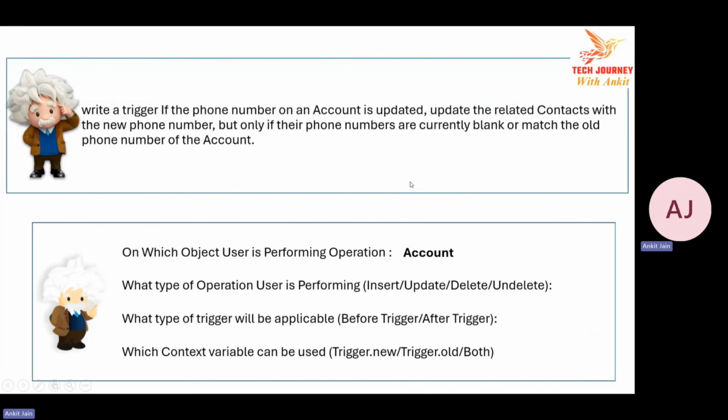Again, what type of operation will the user be performing? The problem statement clearly says that the user will be performing the update operation. So here the type of operation that the user will be performing is the update operation. Now the third question here is what type of trigger will be applicable. As we have to write the trigger to perform operations on the related record, right? You can go for the after trigger here.